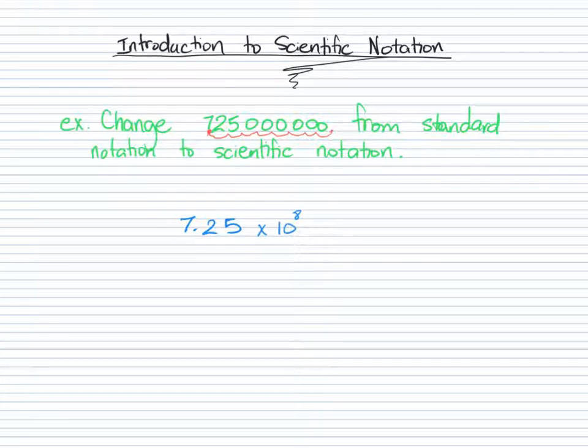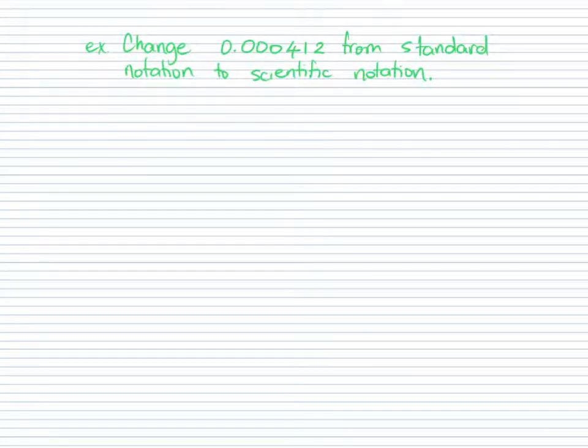Let's try another one. Here we're looking at a really small number, and again, remember, we would like a number between 1 and 10. That's the rule. So we would have to take our decimal point and move it 1, 2, 3, 4 times, but this time in the other direction in order to get a number between 1 and 10. So our number is 4.12.